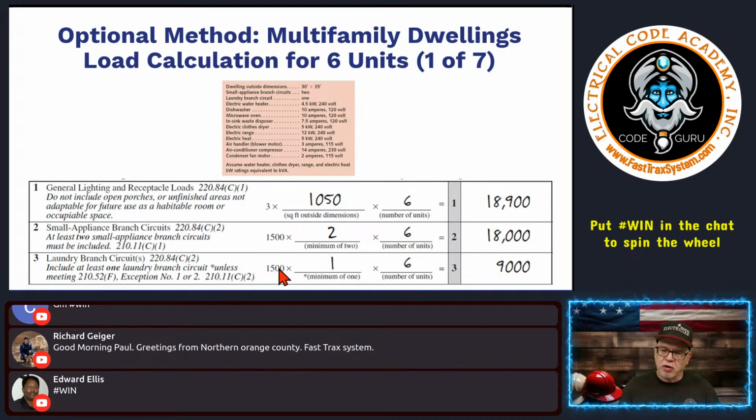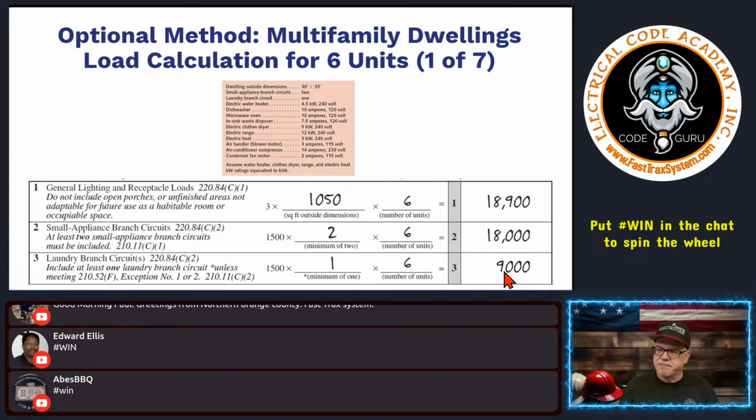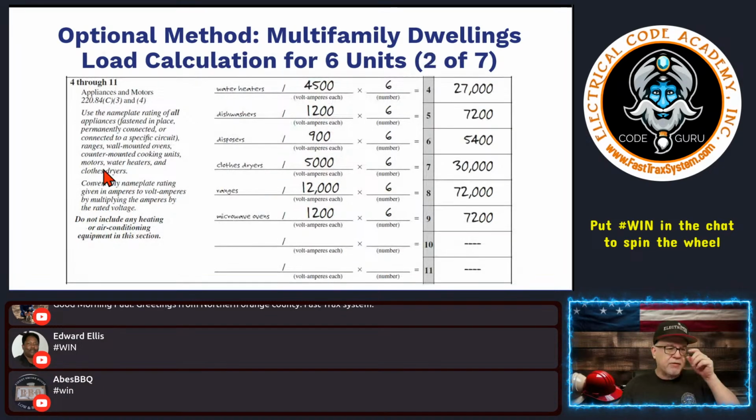All right, so this one, the laundry, is 1,500 times 1, minimum of 1, and there's only 1 in our example here. Times 6 is 9,000. So we'll just do 1,500 times 6 is 9,000. So that's correct right there, right? All right, next. Next was all of those appliances that we had.